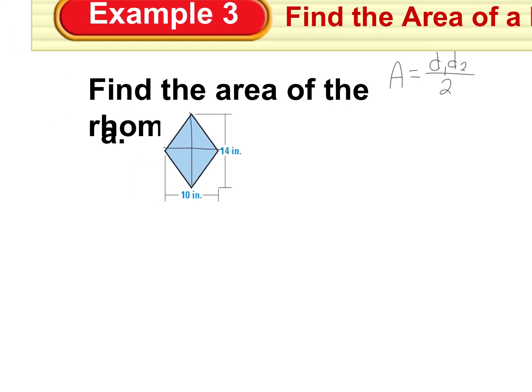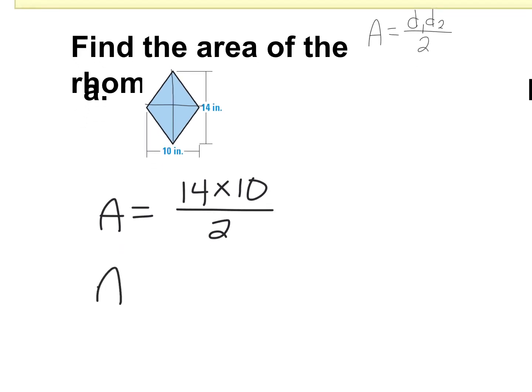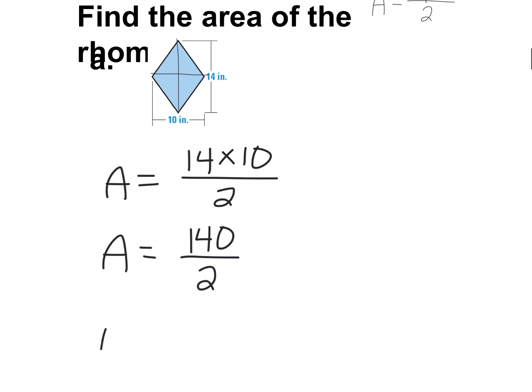Okay, so on that first example, what is one diagonal? 14. What's the other one? Times 10 divided by 2. What do I have to do first? Multiply 14 times 10, 140, divided by 2. What does that give us? 70 inches squared. Yep, area we have to have squared on our label.